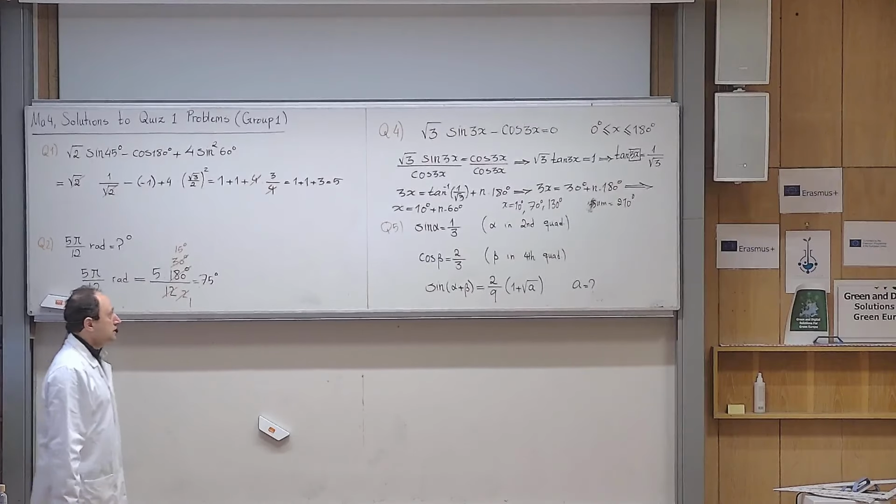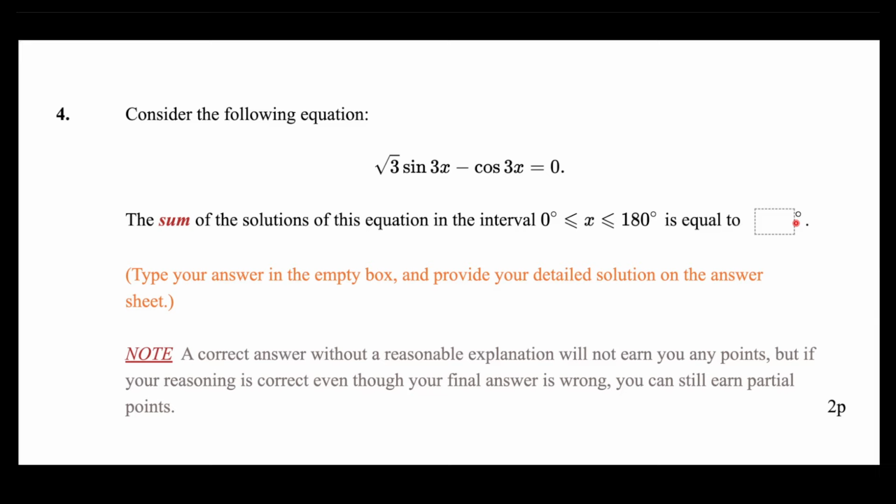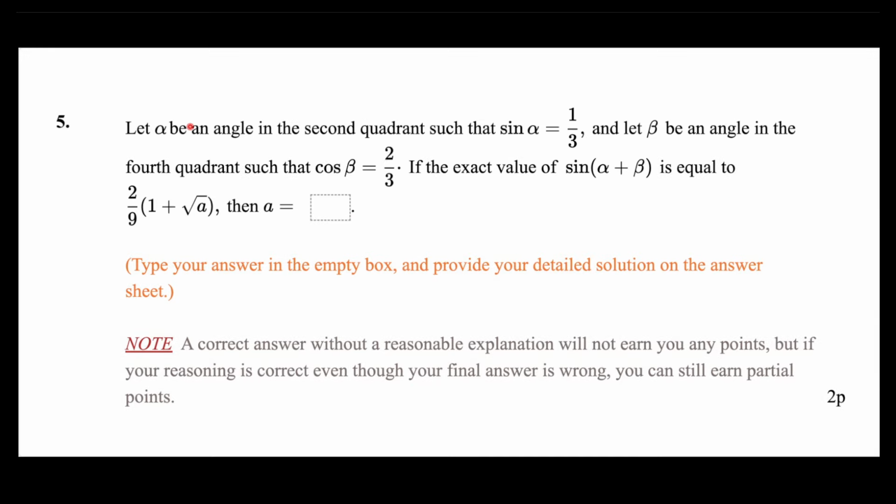The next question is telling you, let me read it from the text. Let alpha be an angle in the second quadrant such that sine alpha is 1/3, and beta be an angle in the fourth quadrant such that cosine beta is 2/3. If the exact value of sine of alpha plus beta is equal to this expression, then you are supposed to find A.